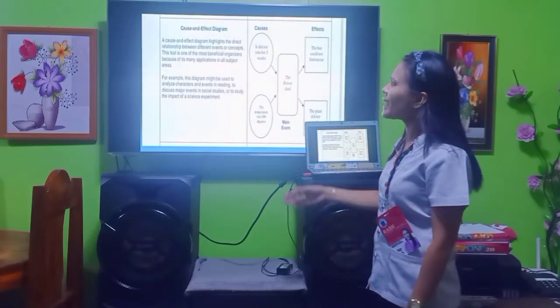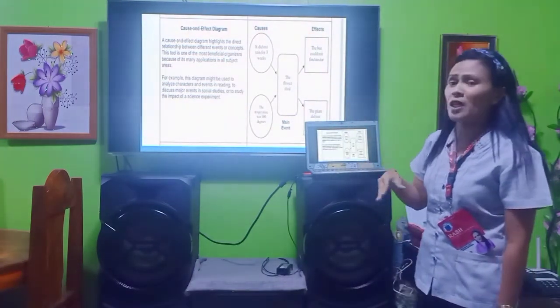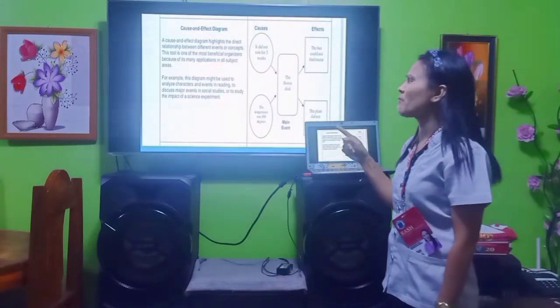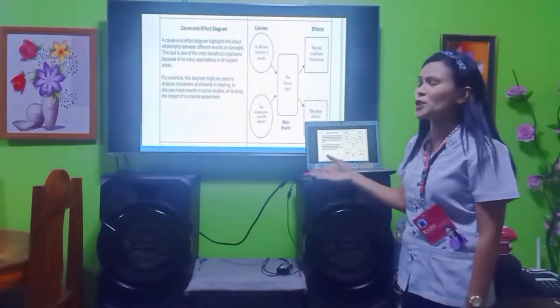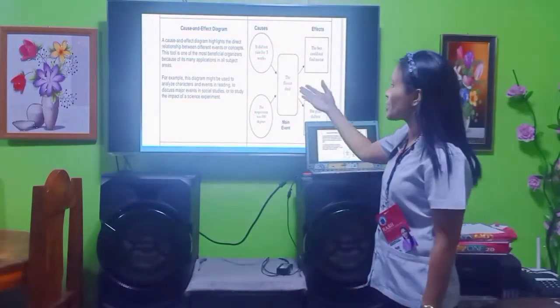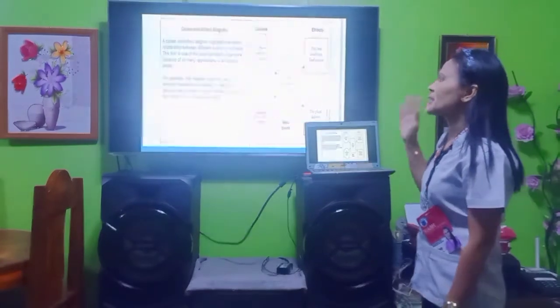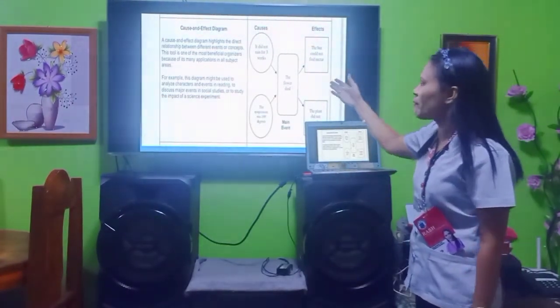So this one highlights the direct relationship between the different events or the concept. This tool is one of the most beneficial organizers because of its many applications in the subject area. Say, supposing you wanted to illustrate the causes and effects of something. Say, supposing the causes and effects why the flower died.